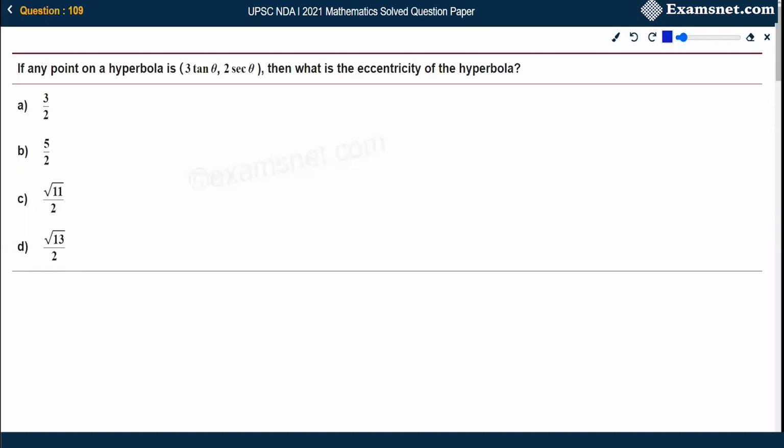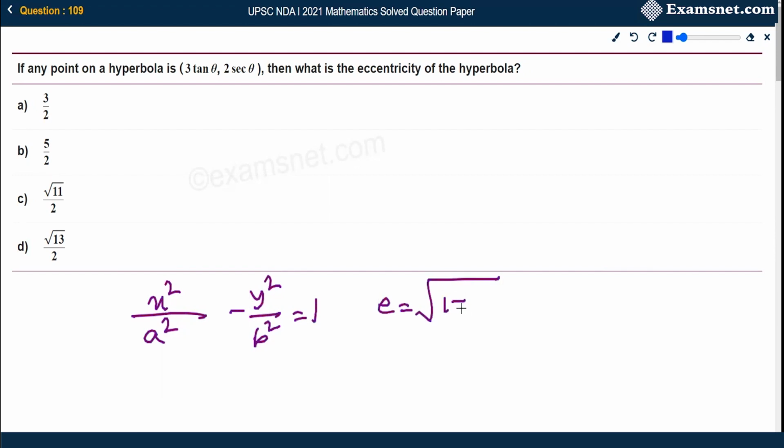In question number 109, it is given that if any point on a hyperbola is (3 tan theta, 2 sec theta), then what is the eccentricity of the hyperbola? First of all, let me give you the concept of the general equation of a hyperbola, that is x square by a square minus y square by b square equals 1. And the formula for finding eccentricity is e equals root under 1 plus b square by a square.